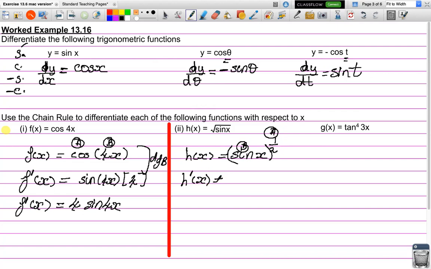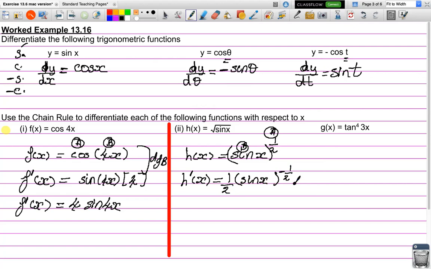How do we differentiate a power? Well, it's very simple. We multiply by the power, and then we take 1 off the power. So take 1 away from a half, get minus half. And what's the trick with chain rule is whatever was inside does not change.